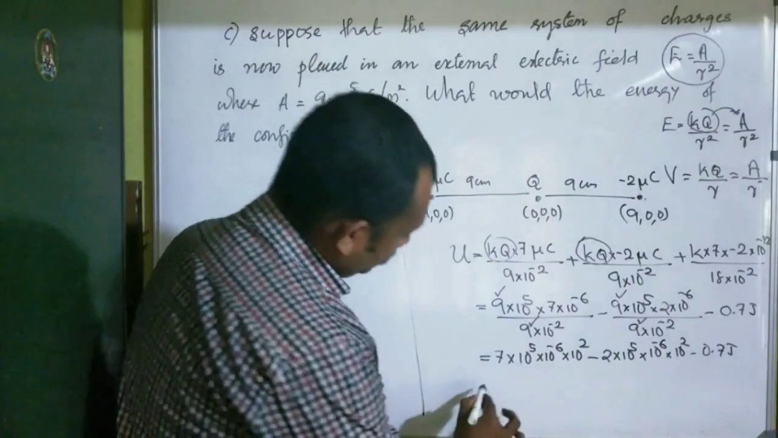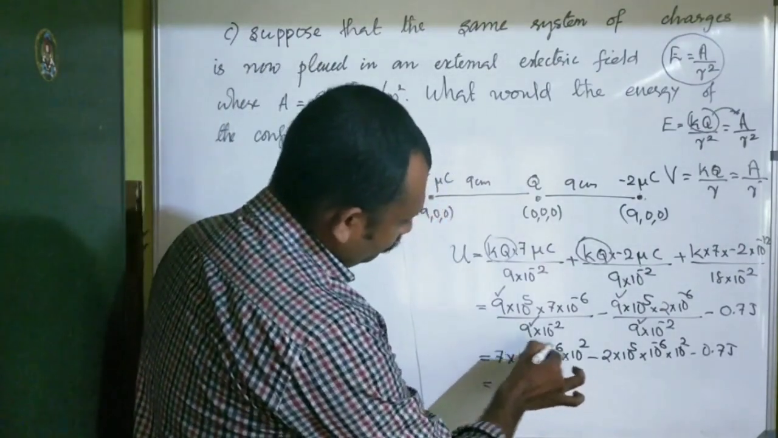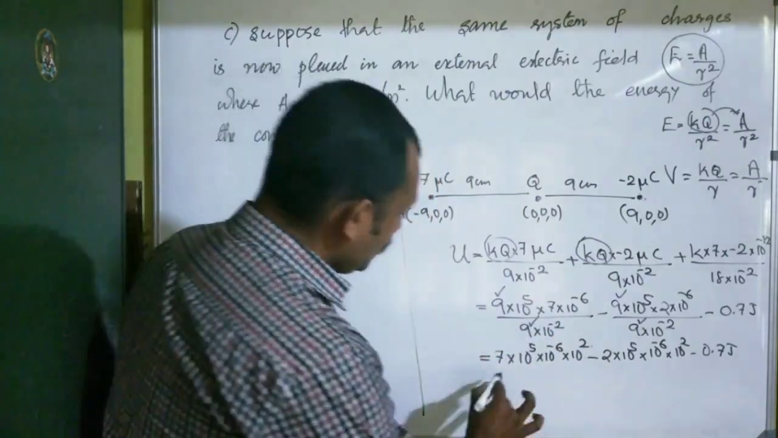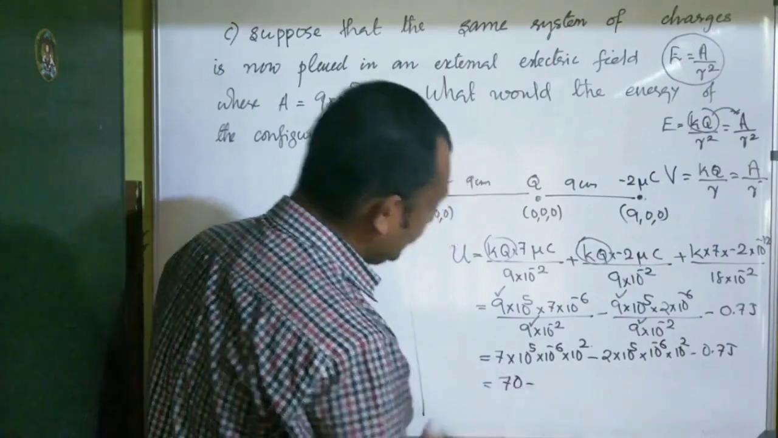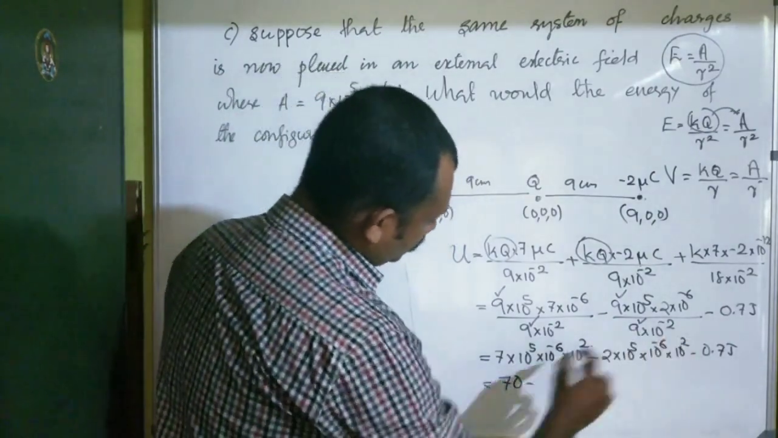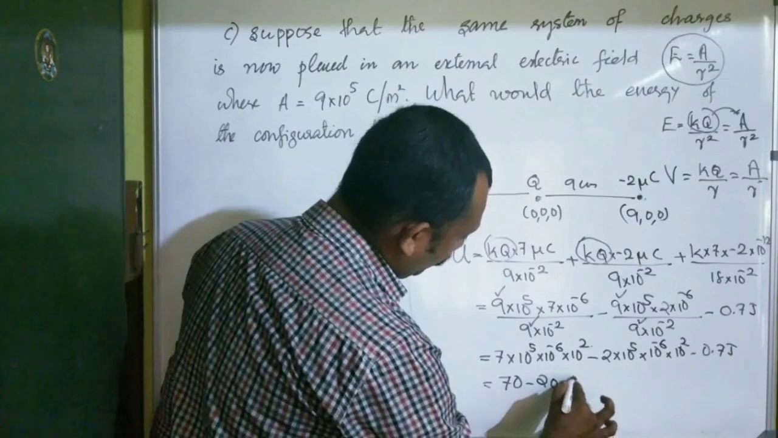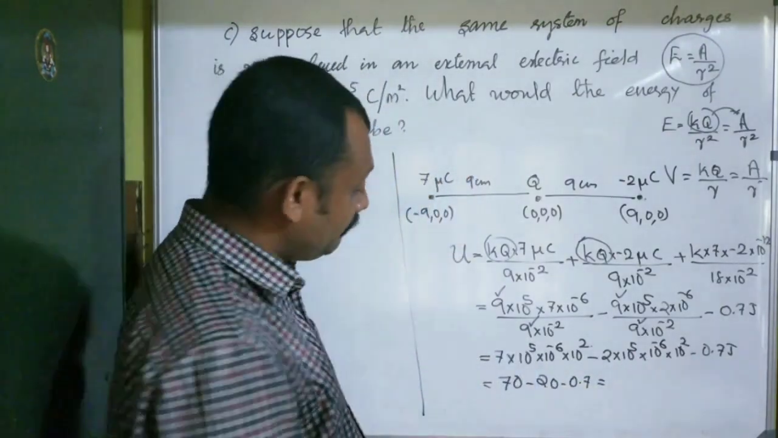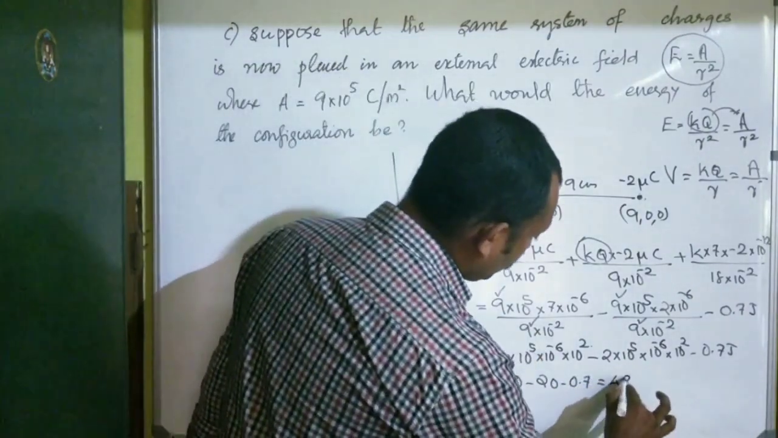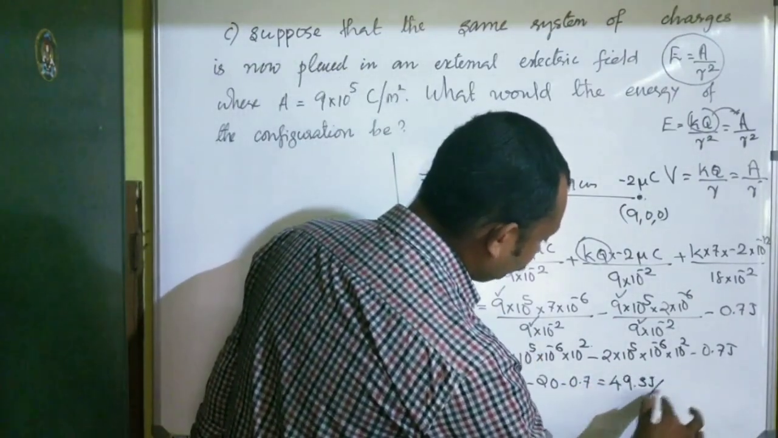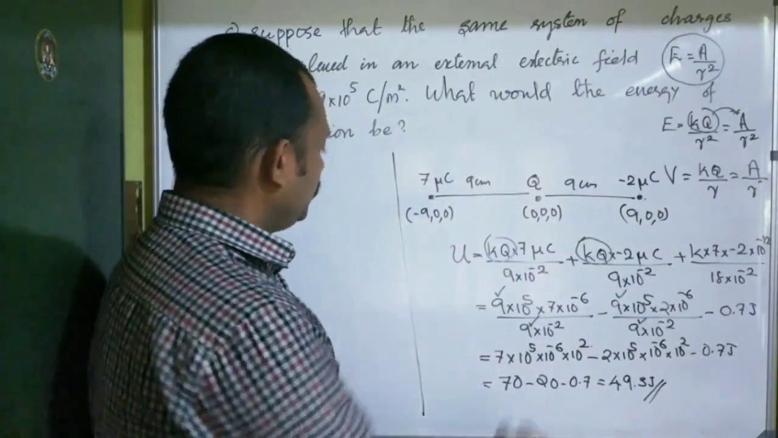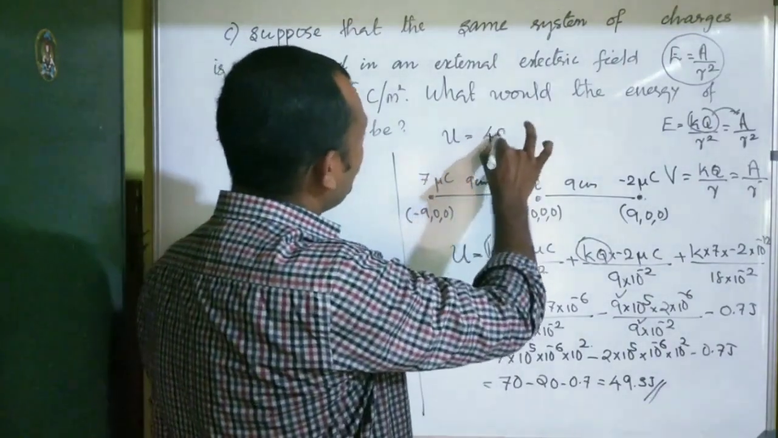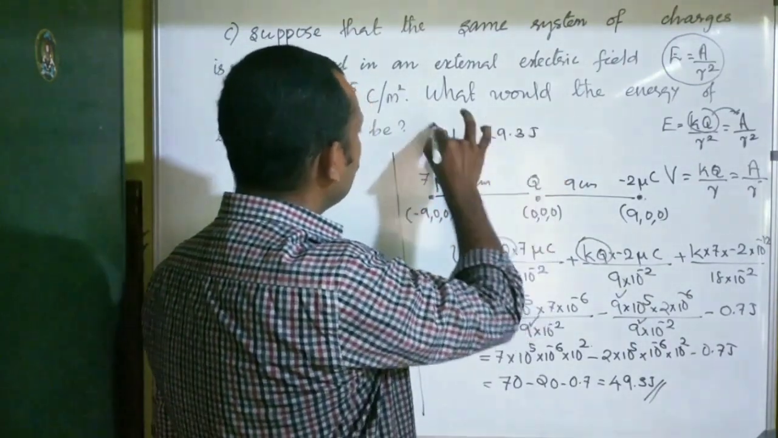Now calculate the answer. This is 10 raised to 5 minus 6 plus 2. 5 plus 2, 7 minus 6, 1. This is 70 minus 20 minus 0.7, which is equal to 70 minus 20 is 50. 50 minus 0.7 is 49.3 joule. That's your answer. The mutual potential energy of this system is equal to 49.3 joule. This is the answer.